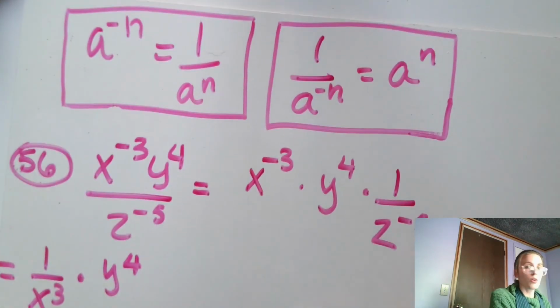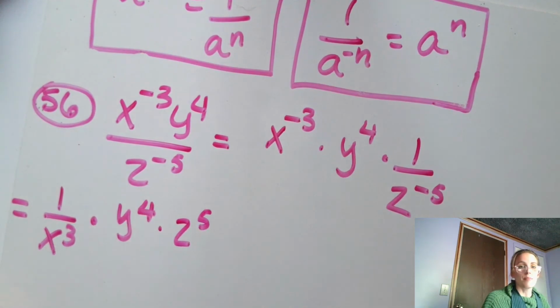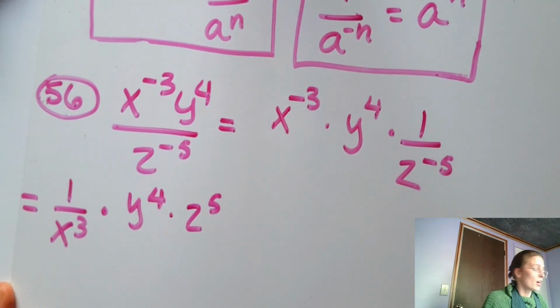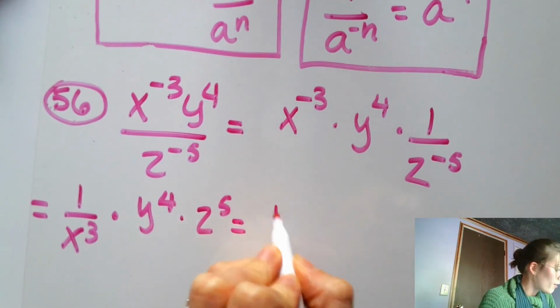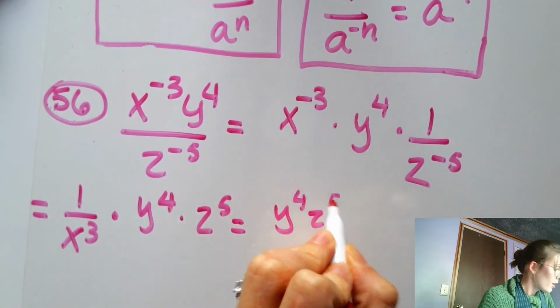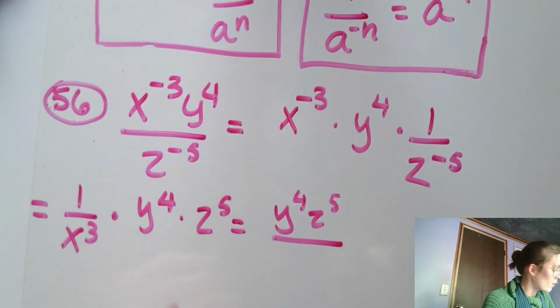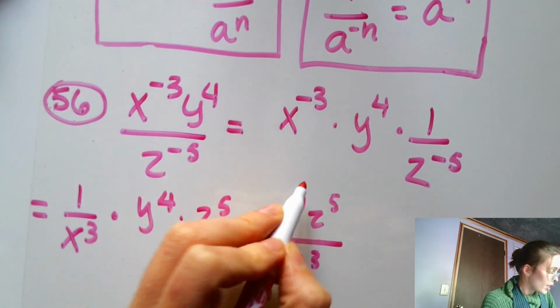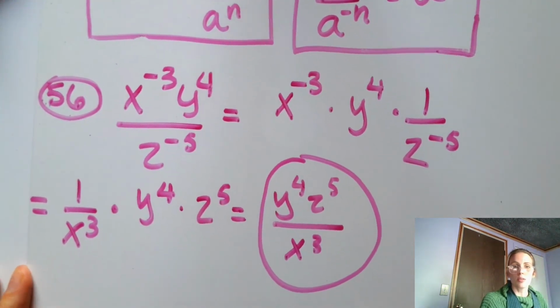Well, from this rule, we can say 1 over z to the negative 5 is just z to the 5th power. Now we multiply across: 1 times y to the 4th times z to the 5th. That's y to the 4th, z to the 5th. And x cubed is in the denominator, so we bring that over. X cubed stays x cubed, and that's our final answer. Hopefully this helps. Let me know if you have any questions.